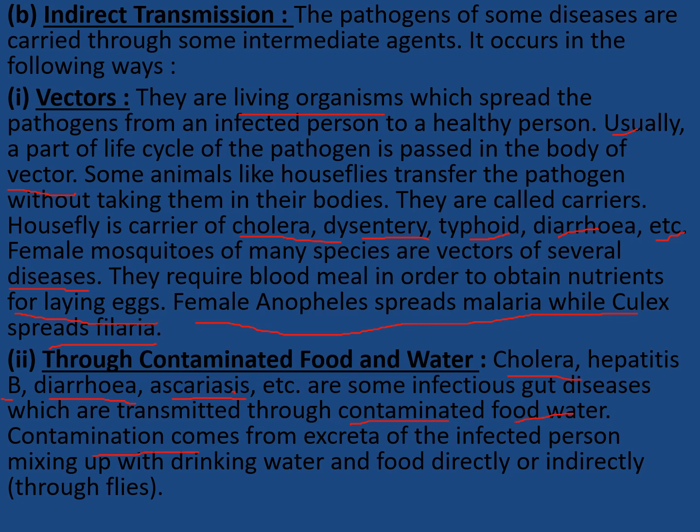Contamination comes from the excreta of the infected person, that is, the waste materials like saliva, urine, or feces. This contamination from the excreta of the infected person mixes with the drinking water and food, directly or indirectly through flies.